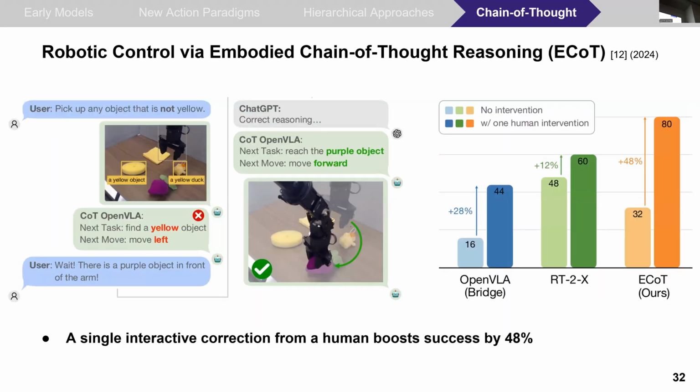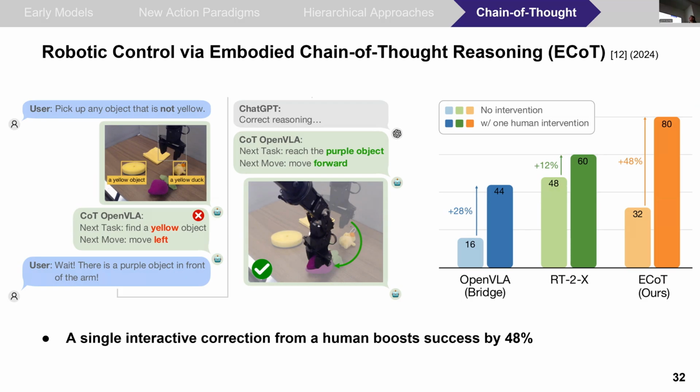So they also compare to similar baselines that we've seen, but one additional evaluation they do is what happens if a user gives a single interactive correction. And what they find is that they're able to boost the task success here by 48% just by having a user make a single correction.